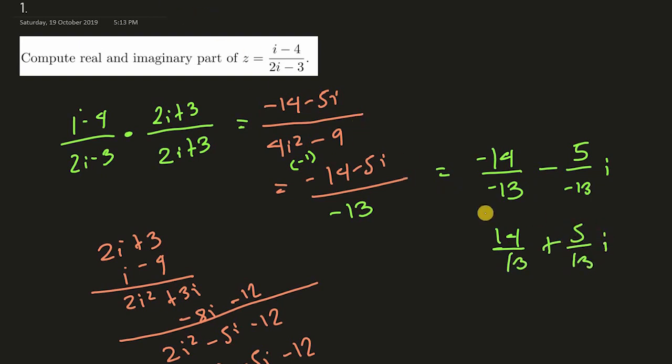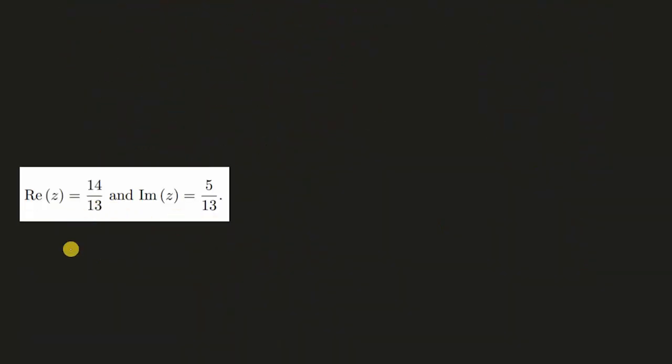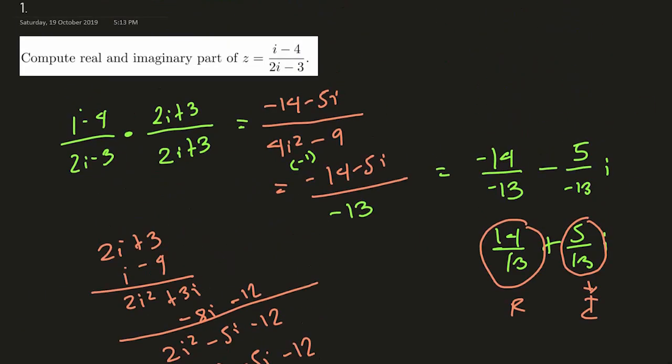So the real part is this one. This is the real part. And the imaginary part is 5 over 13. So let's check our answers. 14 over 13 tsaka 5 over 13. And yes, tama. The real part is 14 over 13 and the imaginary part is 5 over 13. It's here, alright? Let's move down.